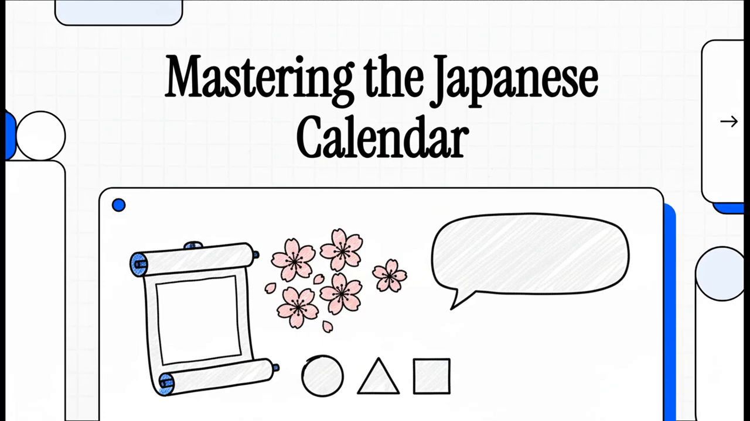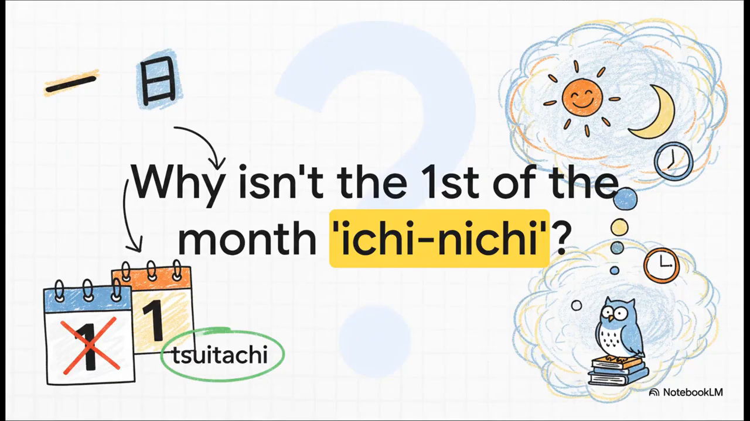Hey, welcome! Have you ever looked at a Japanese calendar and just felt completely lost? You're not alone. It's this really fascinating system, but with all its unique names for different days, it can feel a little intimidating. But don't you worry, because today we are going to crack it wide open together. So let's just dive right into the big question, the one that trips everyone up at first.